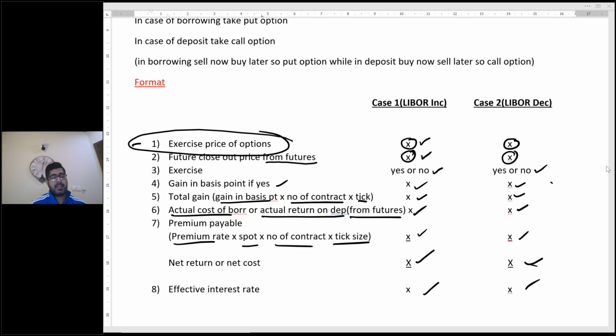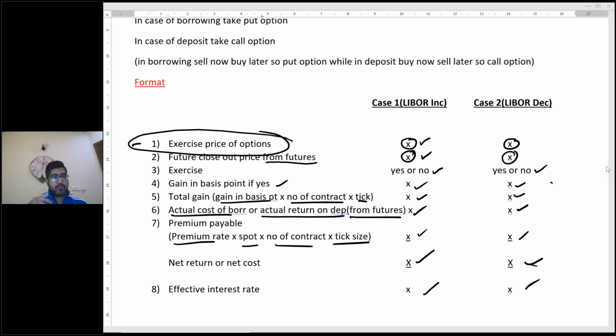Then futures, 7 heavy steps: number of contracts, then basis, then unused basis, then future closeout price in both cases, then tick, then actual cost of borrowing or return on deposit, and then premium payable. And finally, last thing is the options. It has 8 steps, but options will be a 2-minute task if futures is done.